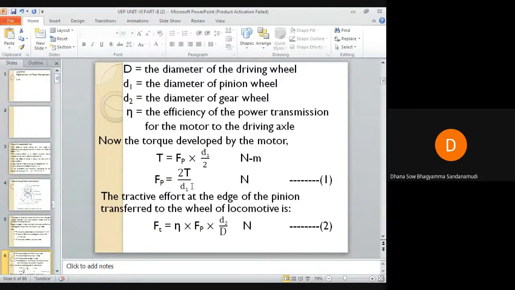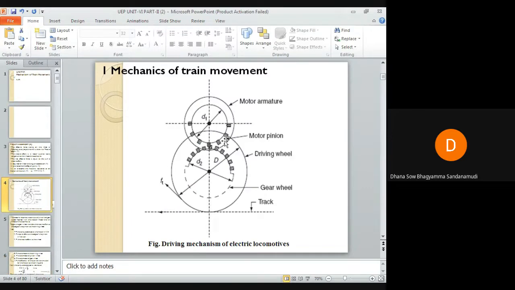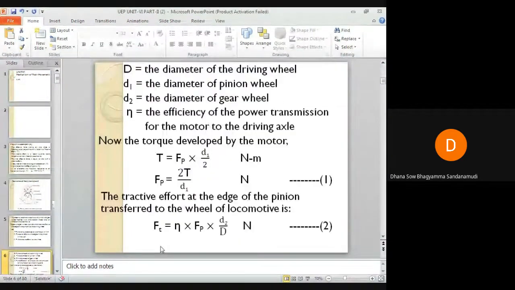2 into T by d1 is the tractive effort at the edge of the pinion. The tractive effort at the edge of the pinion is transferred to the wheel of the locomotive, which is the driving wheel. So it will be equal to eta into Fp into d2 by D.